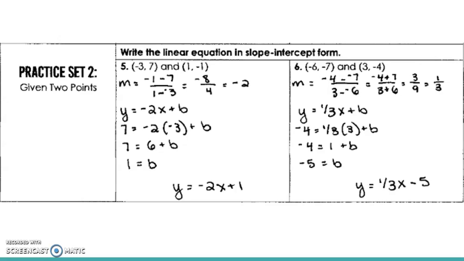So that was looking at slope and writing equations of lines, and we're going to use that for the remainder of the unit.